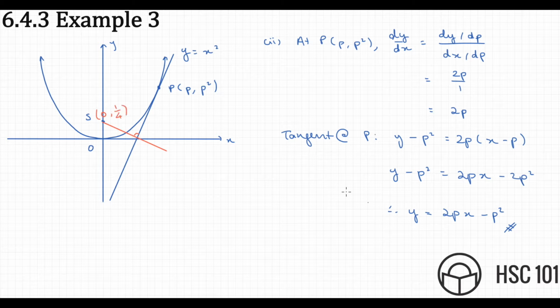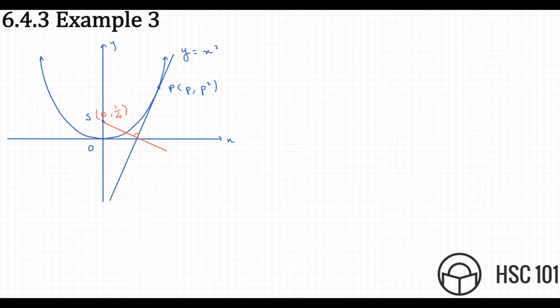Now the gradient of the tangent in part 1 was given by 2p, and for some reason I labeled this as part 2, so let me fix that. This is now part 1. We said that the gradient of the tangent equals 2p. What that means is that the gradient of this line that I'm looking for needs to be negative 1 over 2p, because the two lines are perpendicular. So, part 2, the line I seek has gradient negative 1 over 2p, and I know that it passes through (0, 1/4).